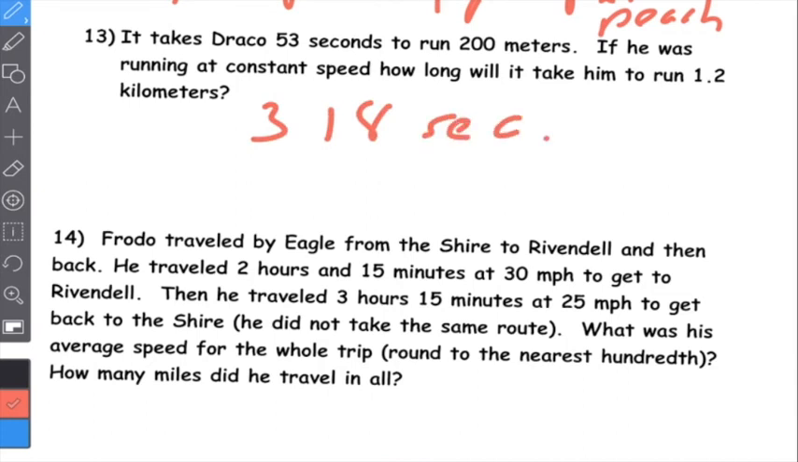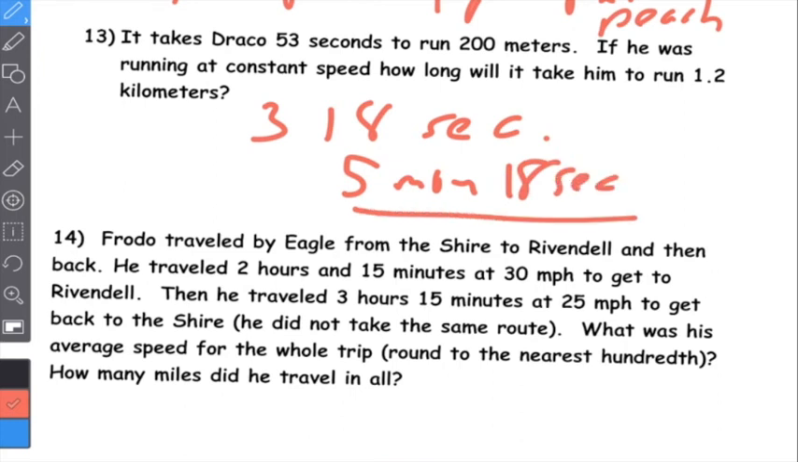But I don't like it like that. I want to put minutes and seconds. So you divide by 60 because there's 60 seconds in a minute. And you will get 5 minutes, 18 seconds. And that's all you need because it just says how long. That's an I there. Sorry about that.